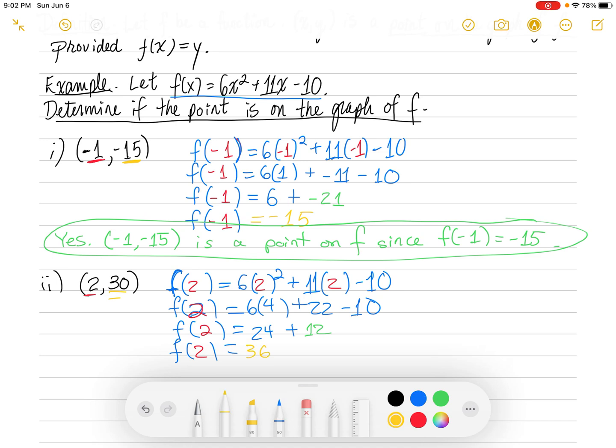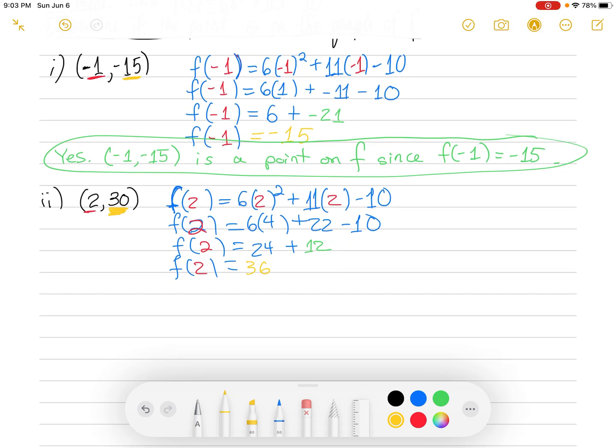So our y value is 36. Does that match with the y value from the point? No. So 2 comma 30 is a point, but it's not on the graph of f. So we're going to respond no, 2 comma 30 is not a point on f. It's a point, but it's not on the function f, since f of 2 does not equal 30. We wanted it to be equal to 30, but it's not. It's equal to 36.